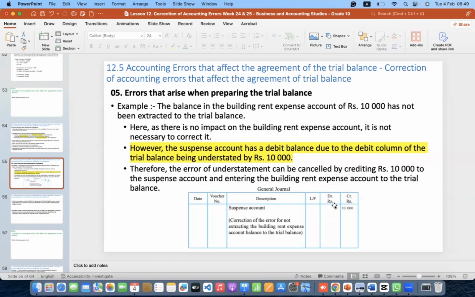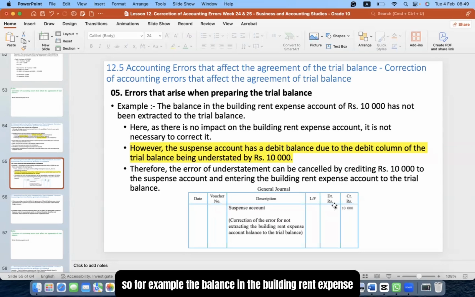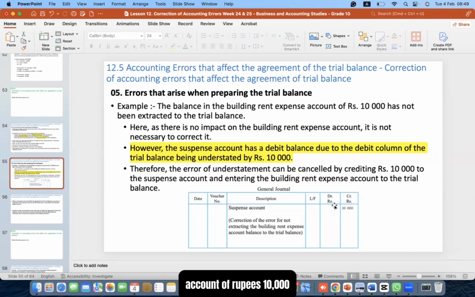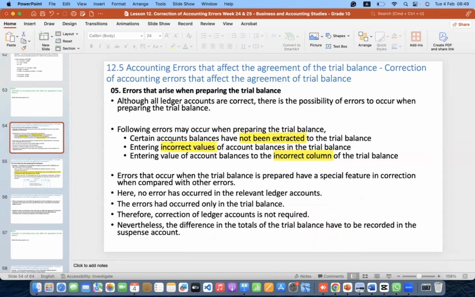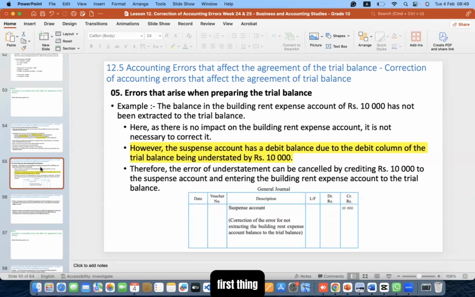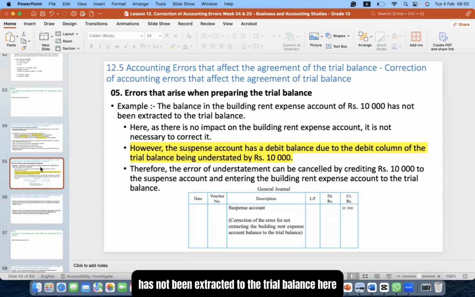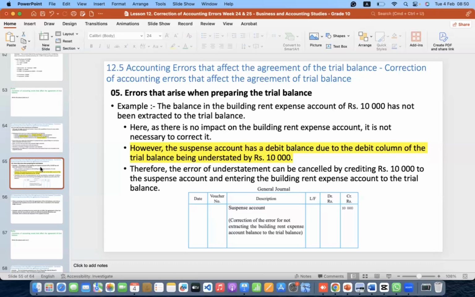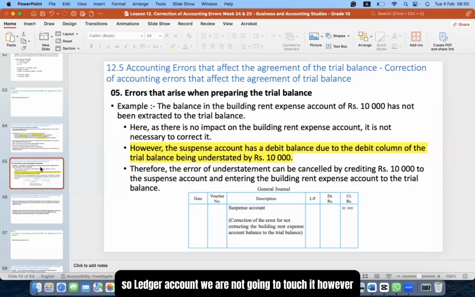Okay, let's write the next slide. For example, the balance in the building rent expense account of rupees 10,000 has not been extracted to the trial balance. So, the first thing: a certain account balance has not been extracted to the trial balance. Here, as there is no impact on the building rent expense account, it is not necessary to correct it. So the ledger account, we are not going to touch it.